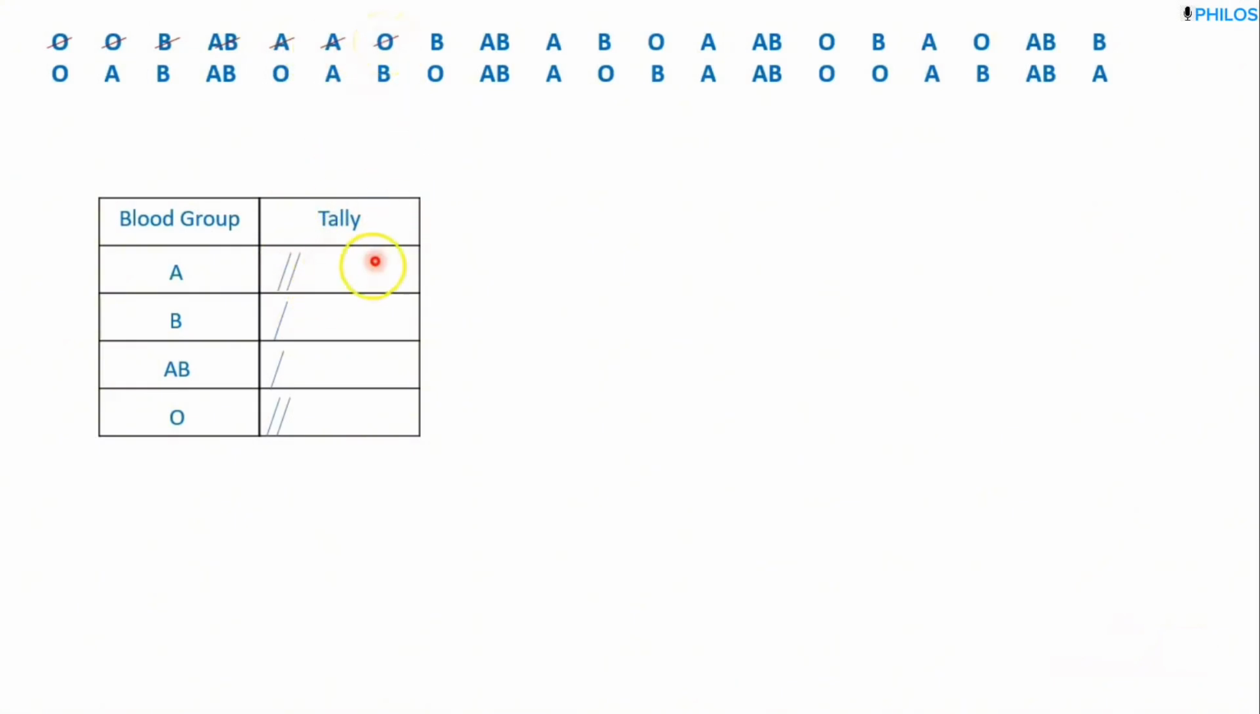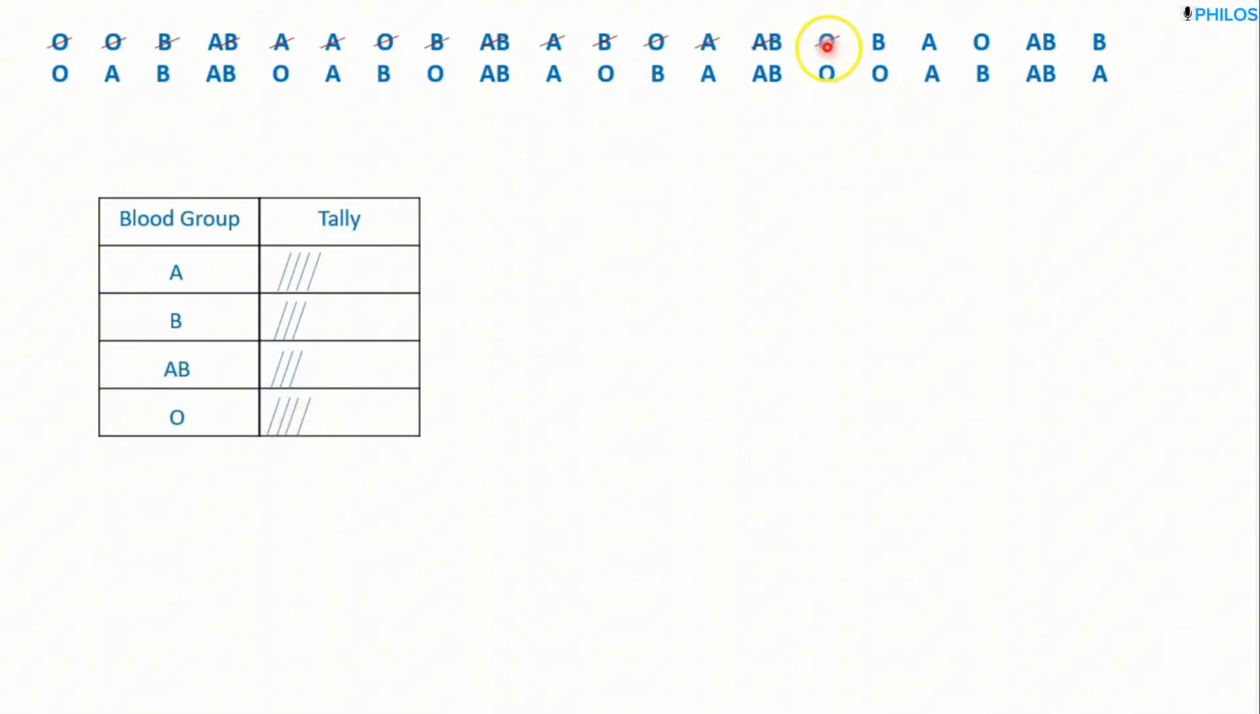Then we have O. So we go to O. You see that. Then we have B. Then we go to B and mark 1. Then we cancel AB. Then we go to AB and mark 1. Then we cancel A. Go to A and mark 1. We cancel B and then go to B and mark. Cancel O. Go to O and mark. Cancel A, go to A and mark. Cancel AB and go to AB and mark. Cancel O and go to O and mark. You see that we've marked 4 O's already.